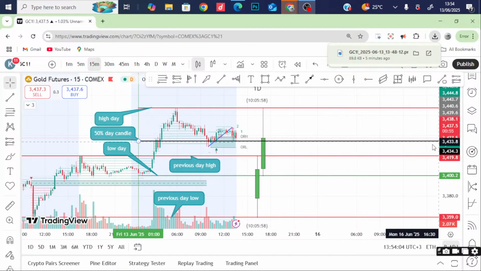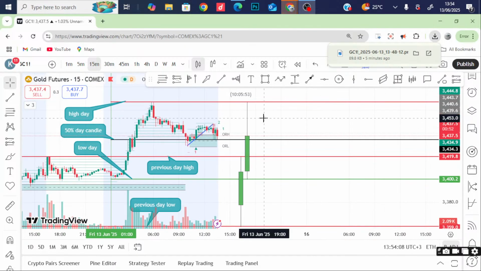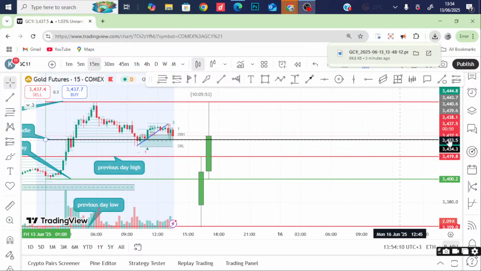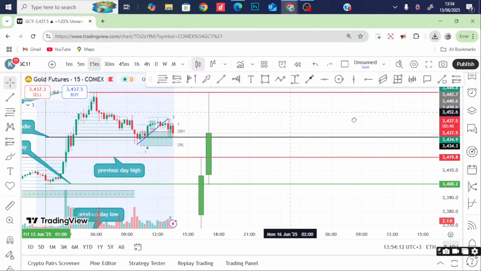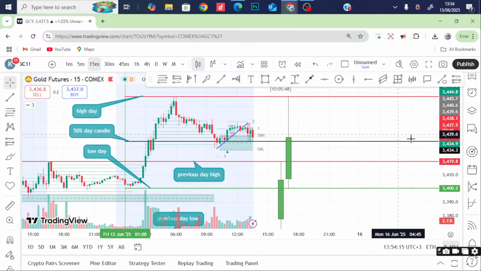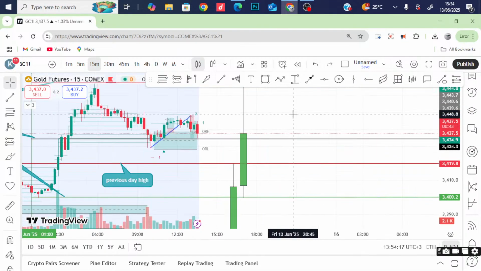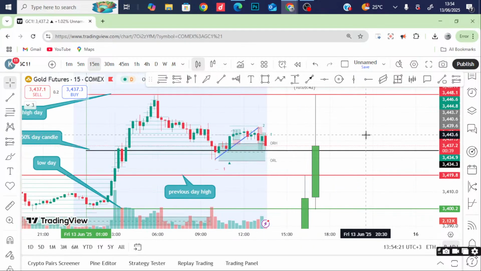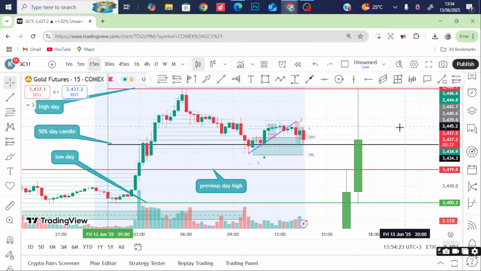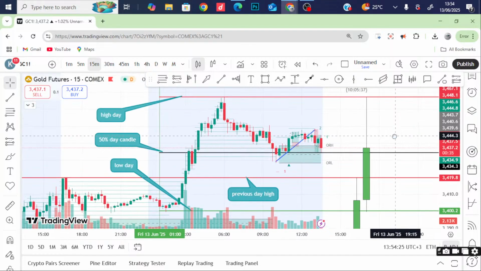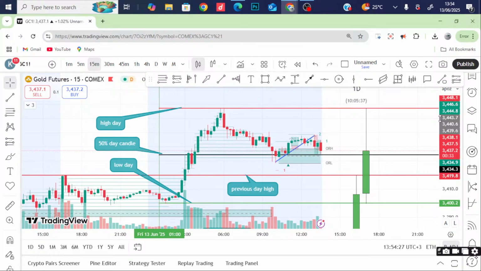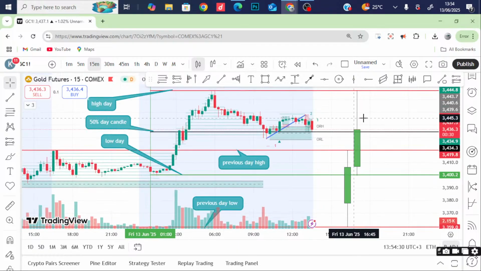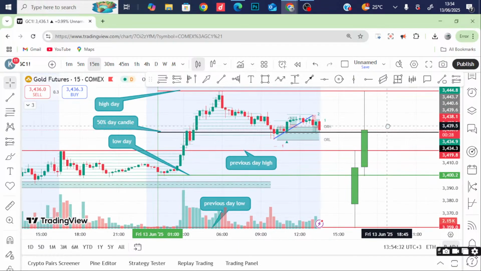So this is now the open range breakout. As you can see, there is one key area that we need to understand. The key area is that we have to identify the daily candle. We have to identify the previous day candle.